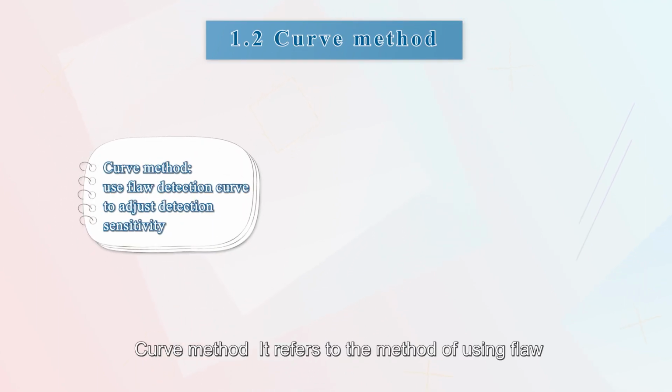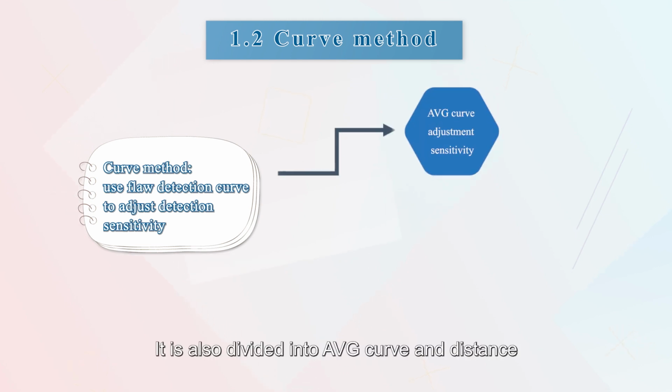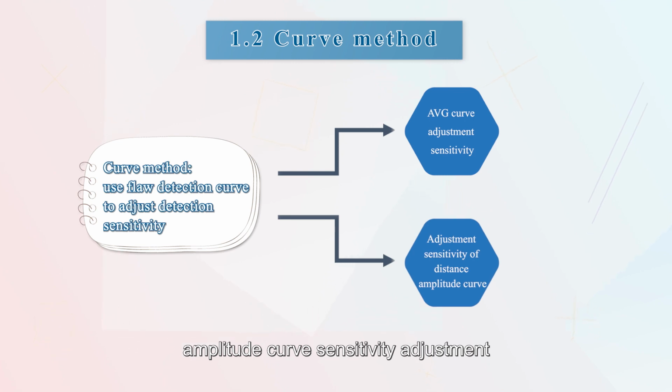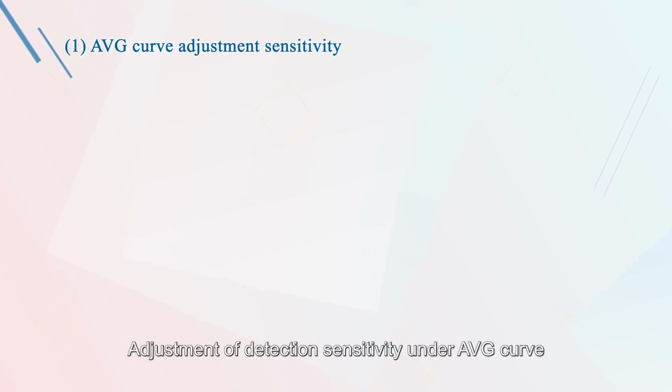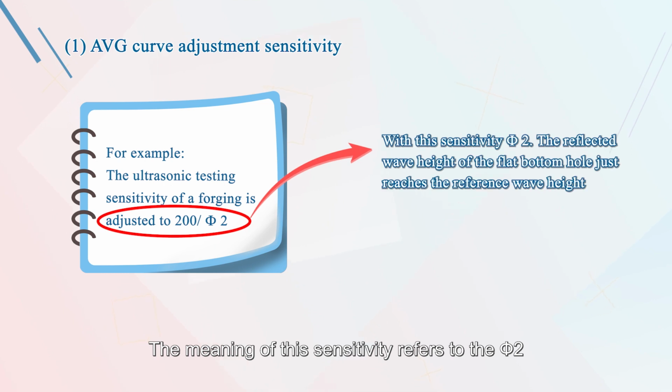Curve method. It refers to the method of using flaw detection curve to adjust detection sensitivity. It is also divided into AVG curve and distance amplitude curve sensitivity adjustment. Adjustment of detection sensitivity under AVG curves. For example, the ultrasonic detection sensitivity of forging is, as we can see here, the meaning of this sensitivity refers to the phi 2 flat bottom hole's reflected wave height reaching the reference wave height.